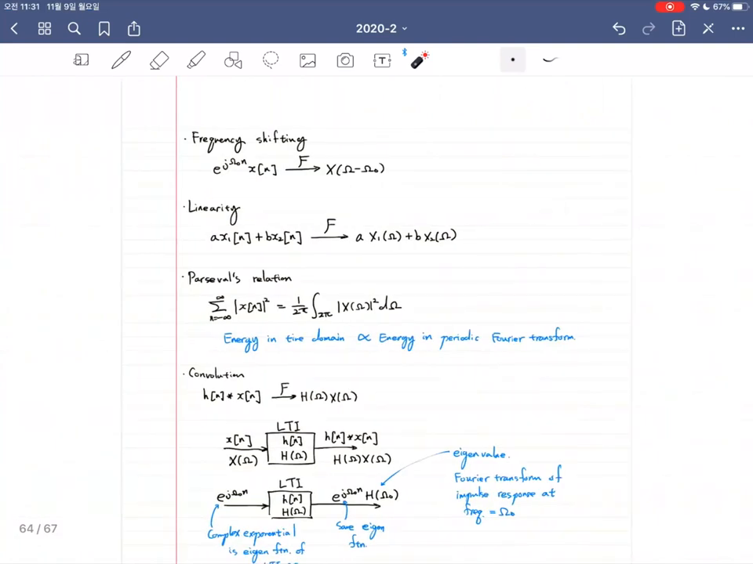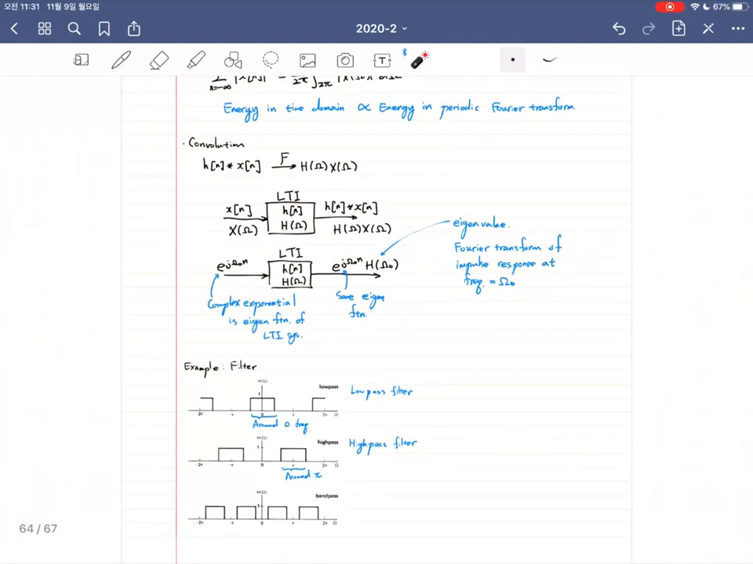Previously, we were dealing with the properties of the Fourier transform in the discrete time case. Most of them are similar to those we had done in continuous time.